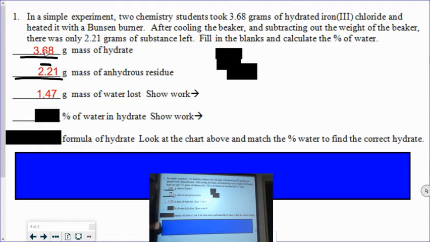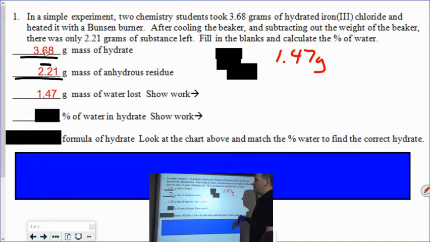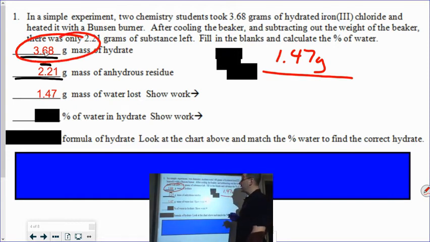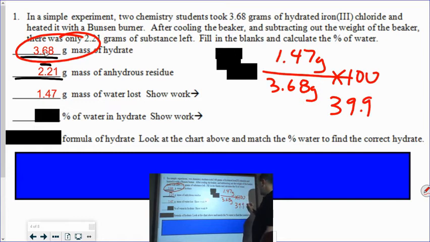What's the percent water in the hydrate? Well, we just talked about that. Percent is always part divided by total. The part I want to know about goes on top. So 1.47 grams, that's my water. That's what I want to know about. What's the whole thing? This is the whole thing. This is my wet sponge like I talked about at the beginning of this video. So 3.68 grams times 100. I do the math on that, and I end up getting 39.9% water in this compound.